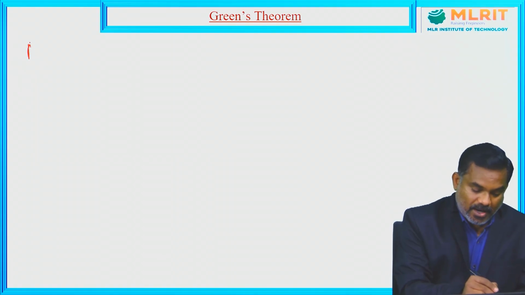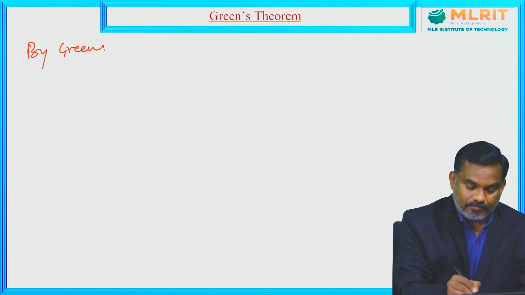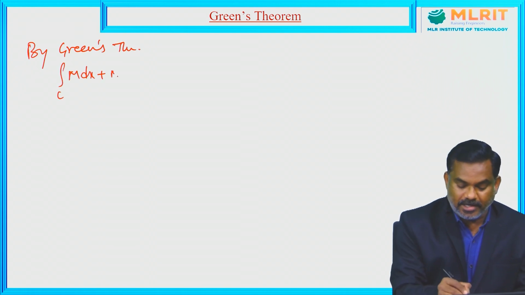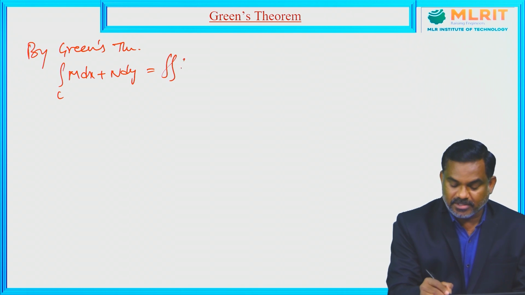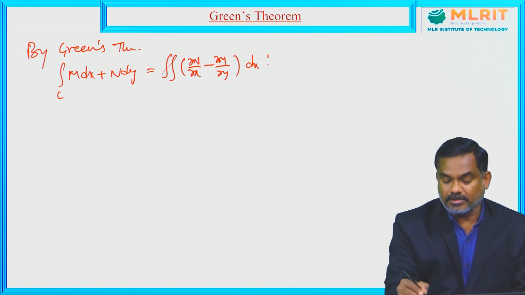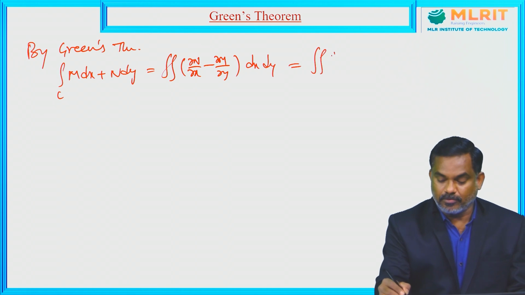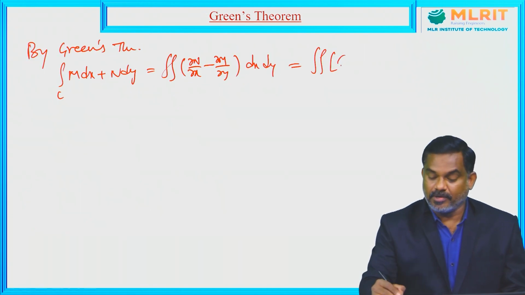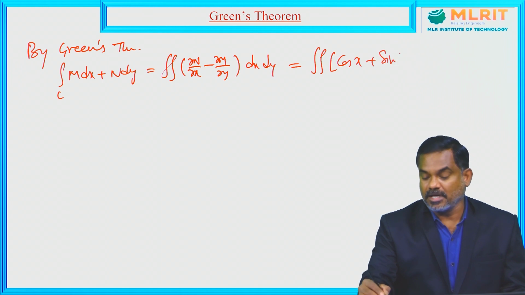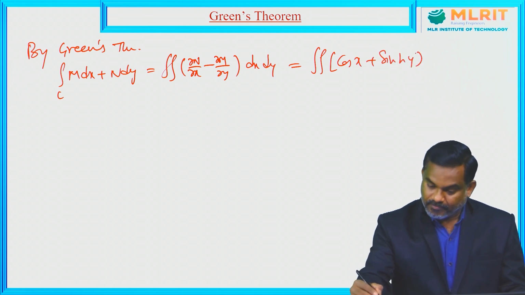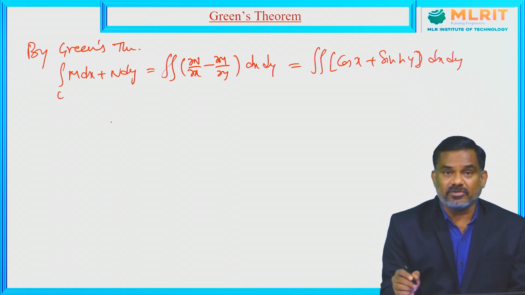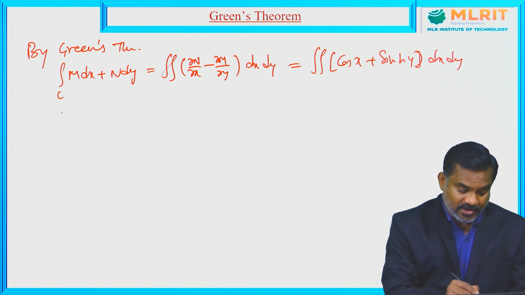By Green's theorem, line integral m dx plus n dy is equal to surface integral of dou n by dou x minus dou m by dou y dx dy, which is equal to, now what is dou n by dou x minus dou m by dou y? Cos x plus sin hy, cos x plus sin hy dx dy.